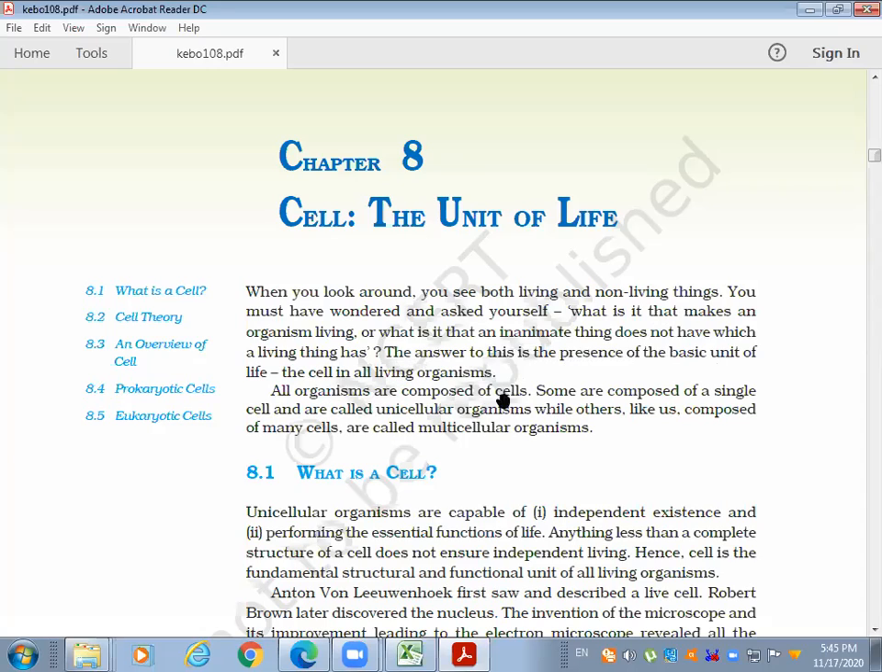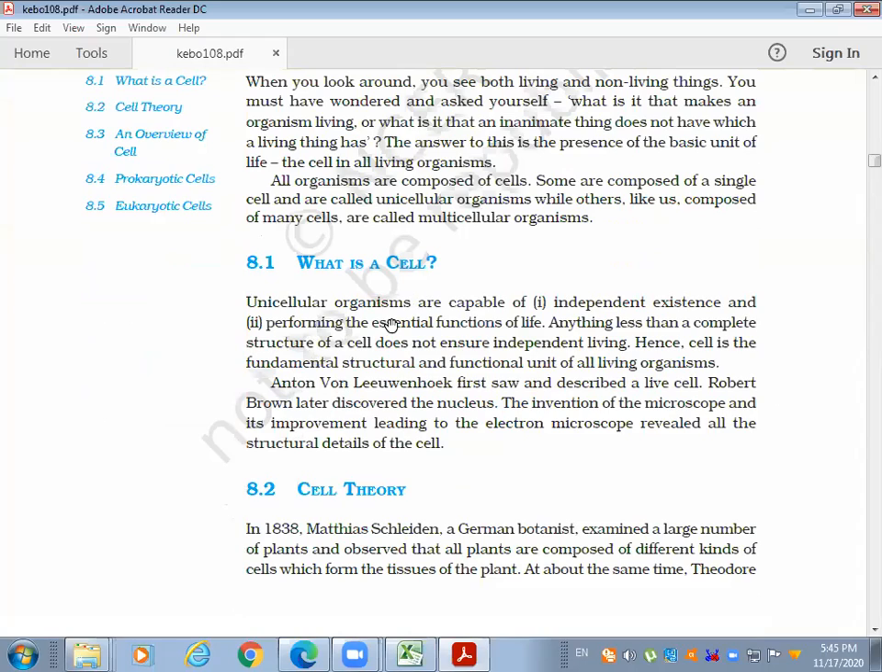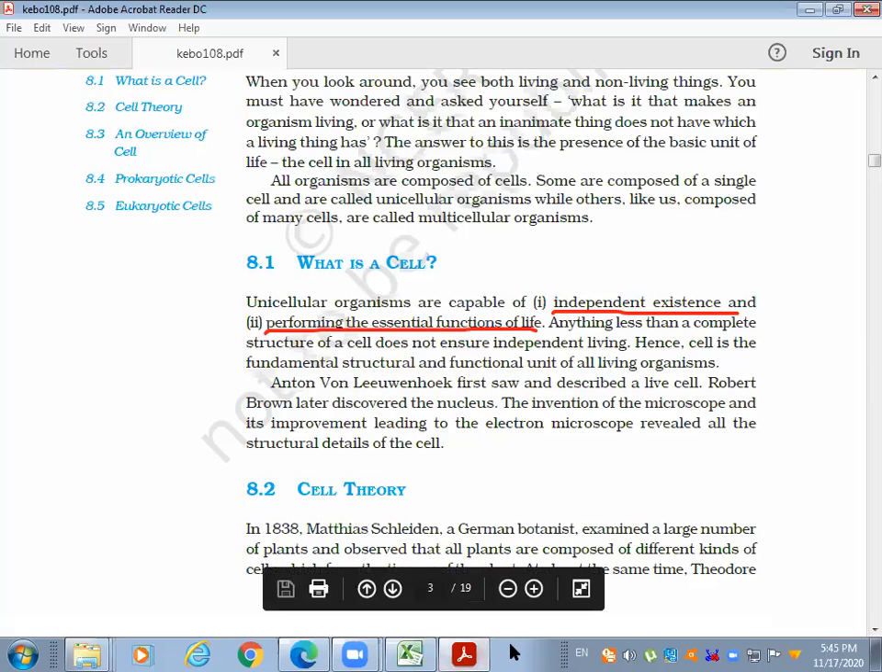All organisms are composed of cells. Some are composed of a single cell and are called unicellular organisms, while others, like us, are composed of many cells and are called multicellular organisms. What is a cell? Unicellular organisms are capable of independent existence and performing the essential functions of life.